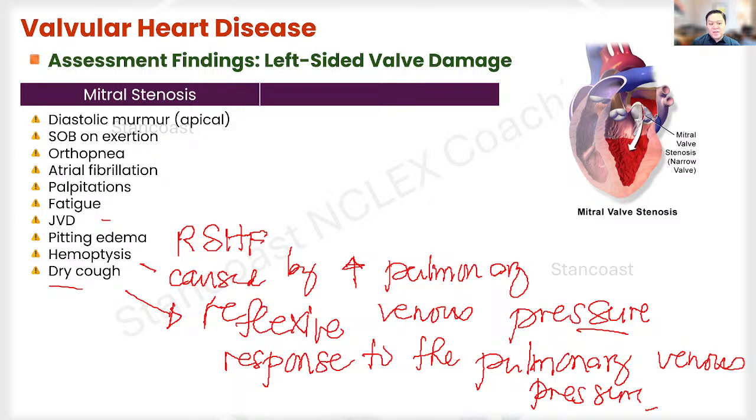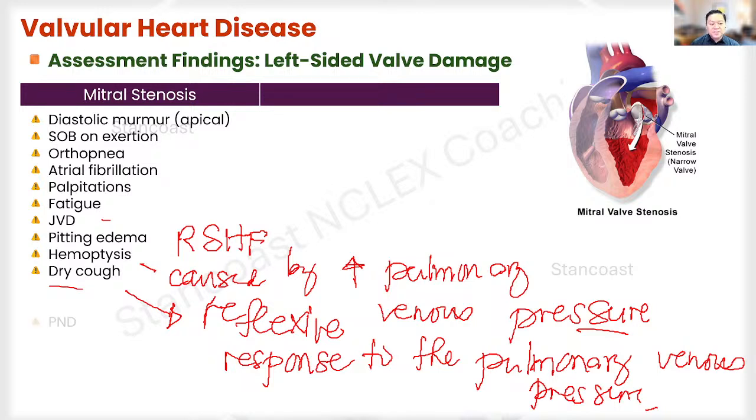With that elevation of the pulmonary venous pressure, this can now stimulate, it can irritate the stretch receptors and will irritate the airways. Again, this is a reflexive response that will result due to the pulmonary vein hypertension, and this will cause stretching of the pulmonary receptors, and it can now irritate the airways, triggering that cough reflex.